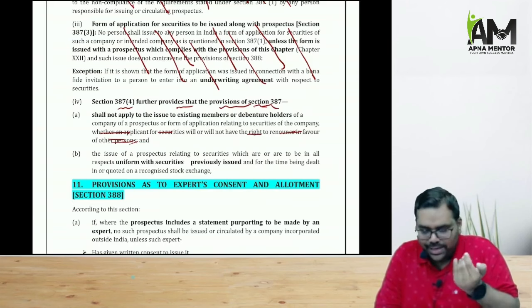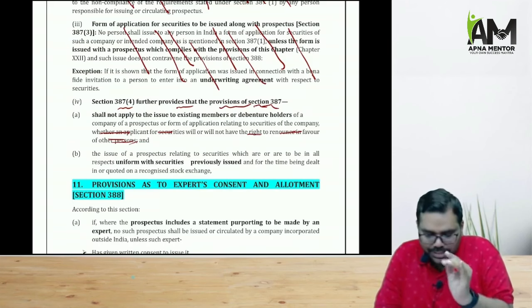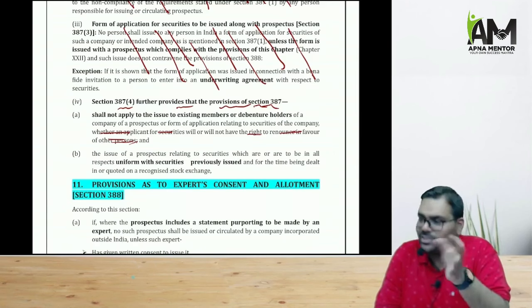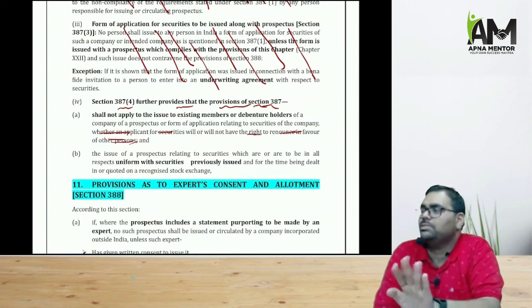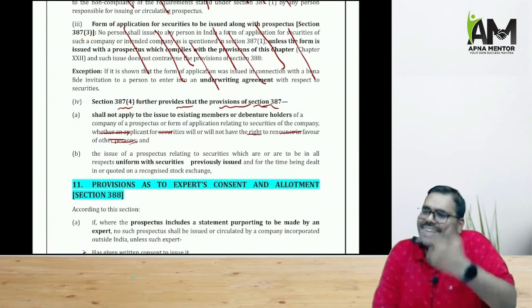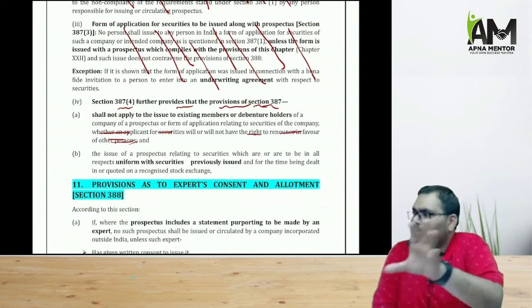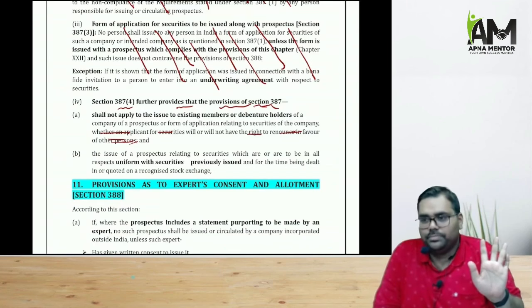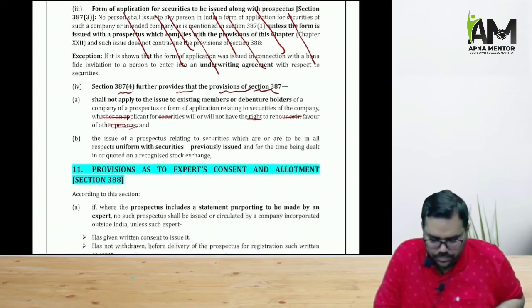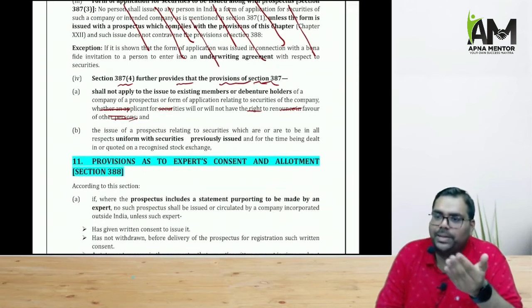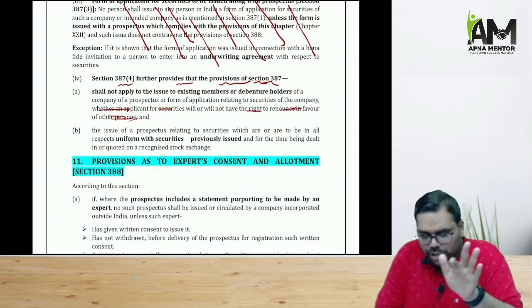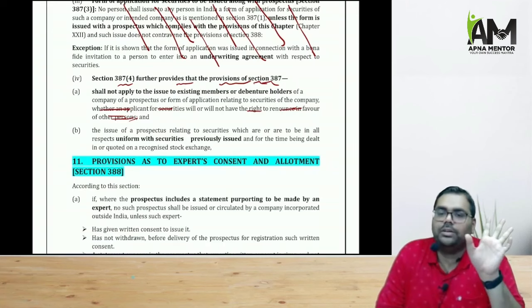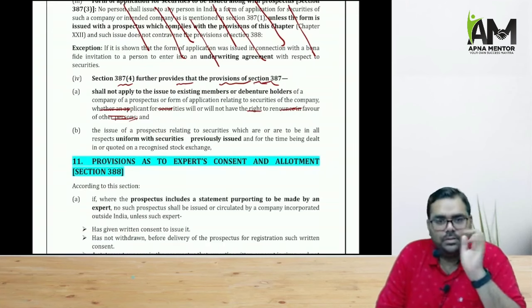So again the company is making a similar issue, uniform with the securities previously issued. It means the company is issuing similar securities again to the same existing members or debenture holders only. Then it is illogical for the company to give so many disclosures again. So that time it is not required. If you do the same thing again and again, you will get exemptions. The first time you already fulfilled the requirement. The second time you are issuing the same kind of securities to the existing members or debenture holders, so the requirement of section 387 is not applicable. Very simple.